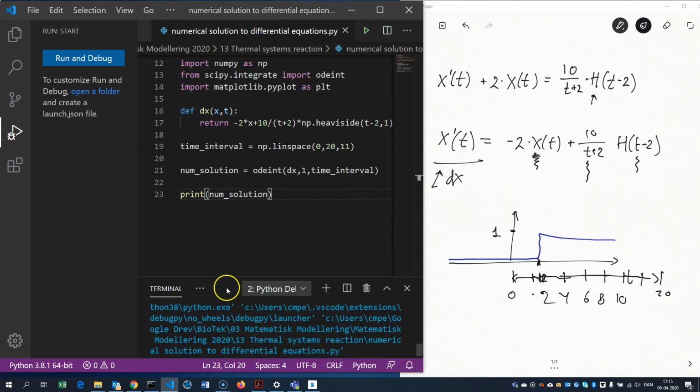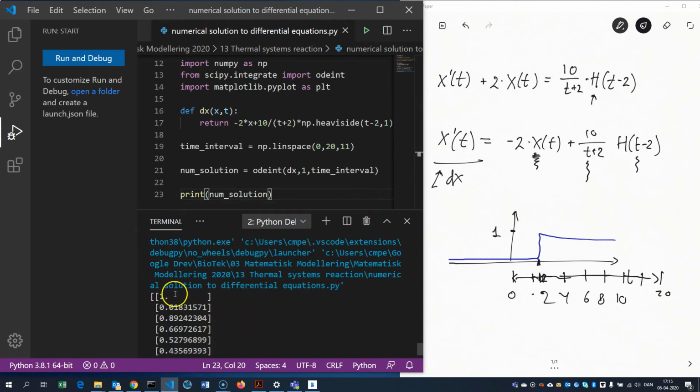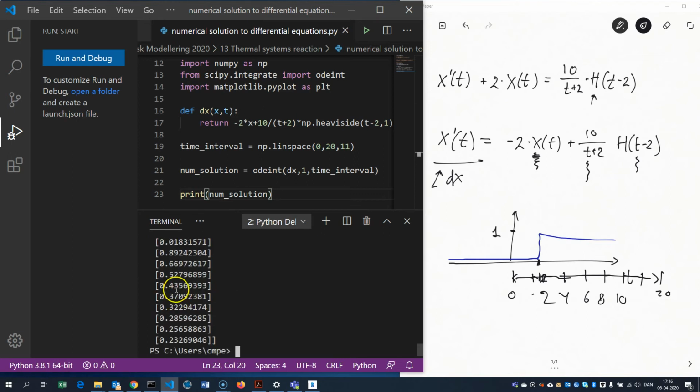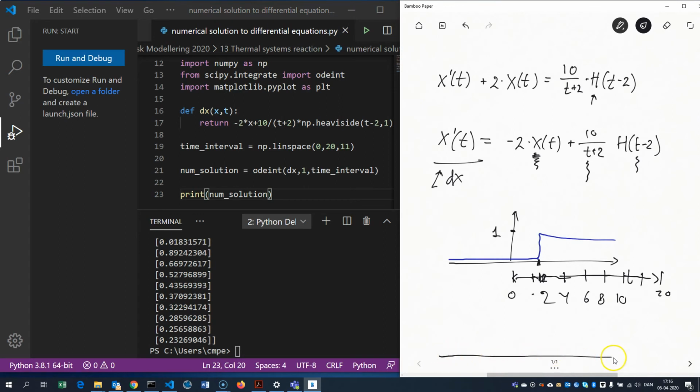And what you see in the output here, let me just open up the window. It starts with 1, and then there's 11 numbers here. Those 11 numbers represent the solution at the time intervals. So let's just try to draw that here. So here we have time. Here we have 0. And we know that the starting point is 1. Let's say that's here. So that's the value of the solution at time 0.